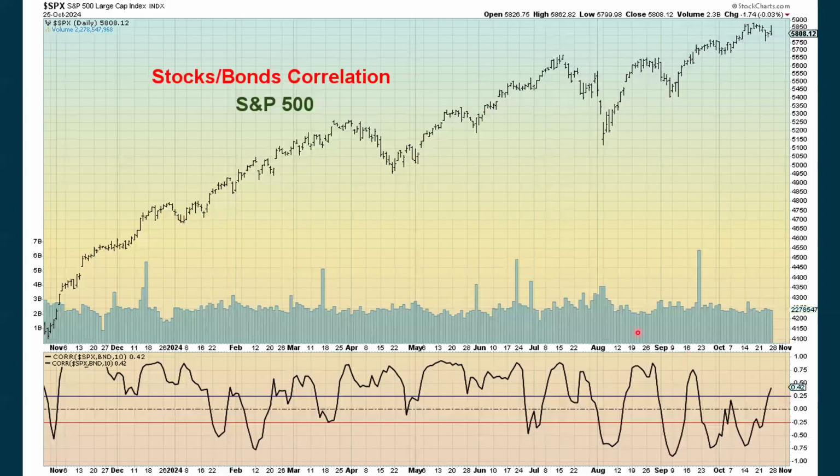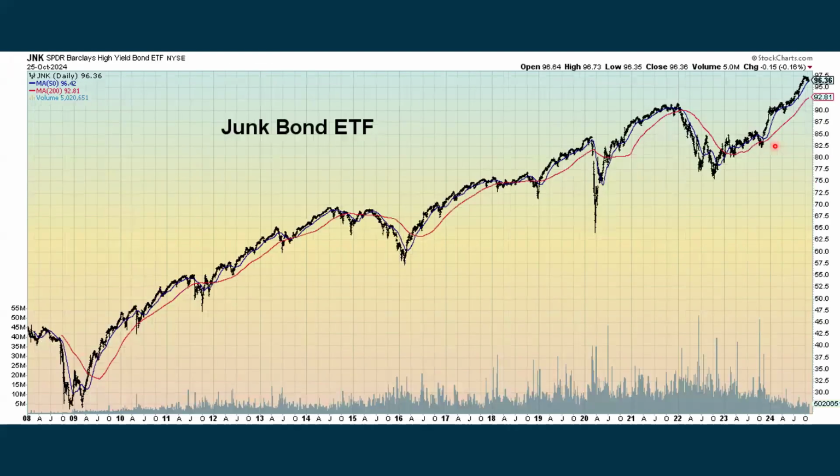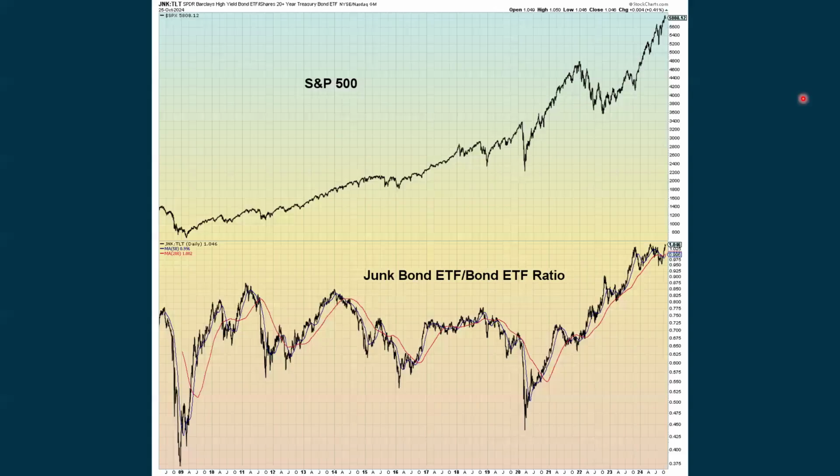We look at a correlation between stocks and bonds, and after being neutral for a while, we're actually starting to see them go in the same basic direction. We look at the S&P 500 with the 10-year yield showing how stocks are outperforming, even though they've been pulling back recently, going back to the earlier part of October. Junk bonds doing well, falling back a little bit here, but still above their 50-day moving average. And then we look at a ratio between junk bonds and more conservative bonds like government bonds. We were seeing a real shift in this ratio, but now it's starting to go back up, which is what we were seeing more over the last few years.